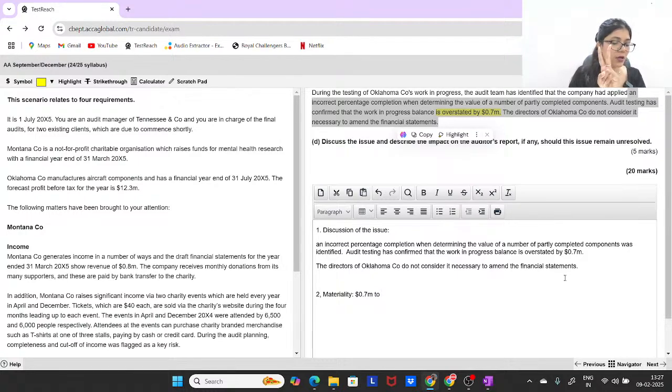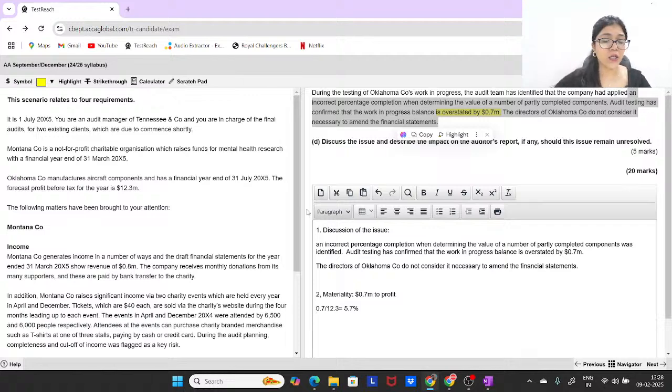We'll be comparing the amount to our profits, as well as we'll be comparing with the inventory also if you want. That is completely subjective. First of all, we'll be comparing it to the profits. So basically, 0.7 divided by what is the profit? 12.3 million. So the materiality will come approximately to about this percentage. So it is material.